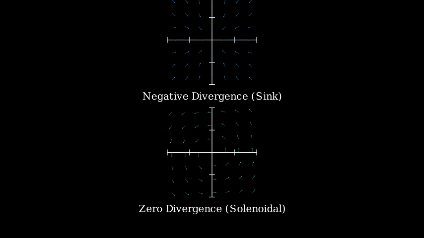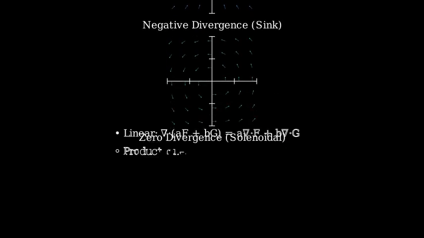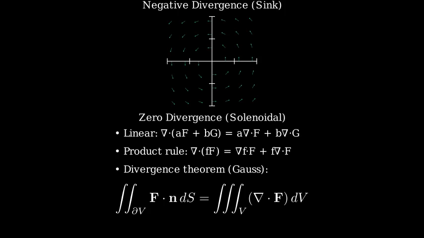The divergence has several important properties. It's a linear operator. The divergence of a sum is the sum of the divergences. It follows the product rule. The divergence of f times F equals the dot product of the gradient of f with F, plus f times the divergence of F. And it's related to the divergence theorem, also known as Gauss's theorem, which connects the flux through a closed surface to the divergence within the volume.